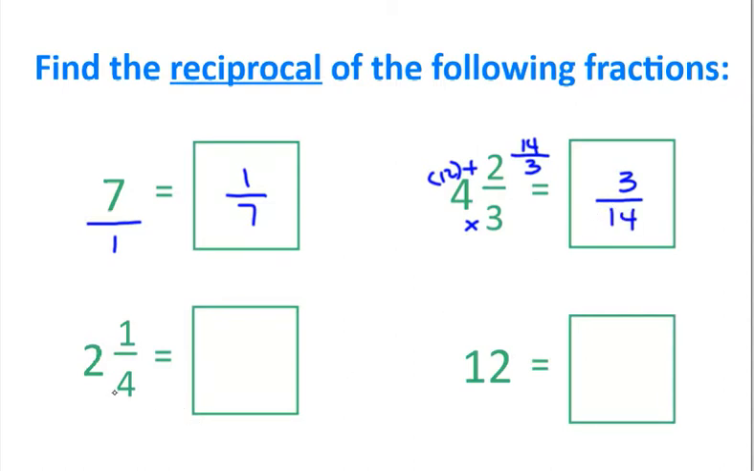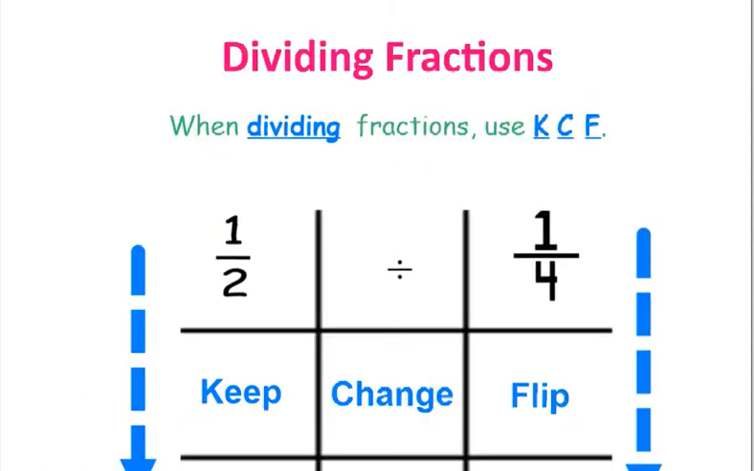Okay, let's try this other one. 4 times 2, that's 8, plus 1, that's 9 over 4. Now flip: 4 over 9. All right, here we have 12. We're going to put it over 1. Now flip: 1 over 12. So that's reciprocal, and that's really as hard as reciprocal gets. But reciprocal is very important for dividing fractions.